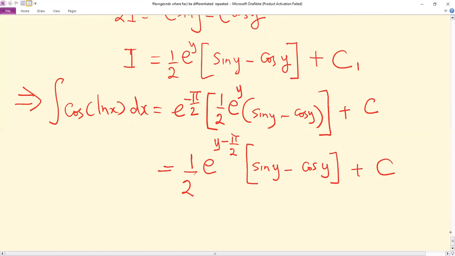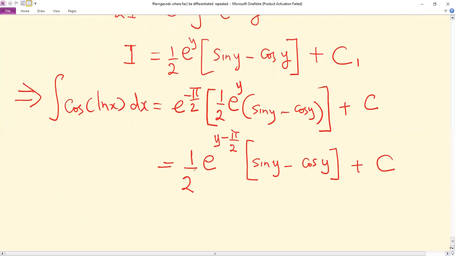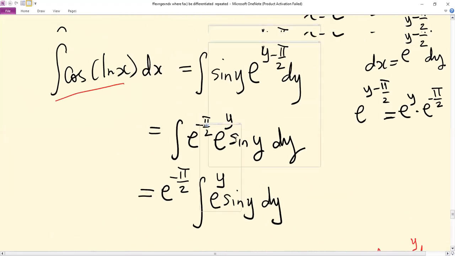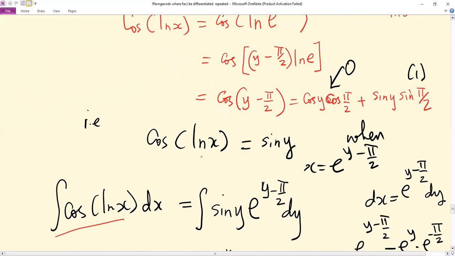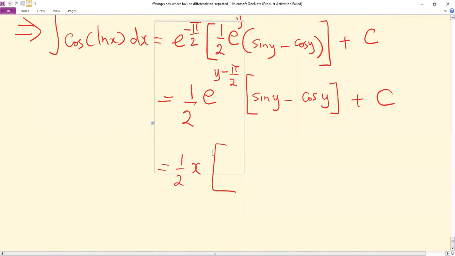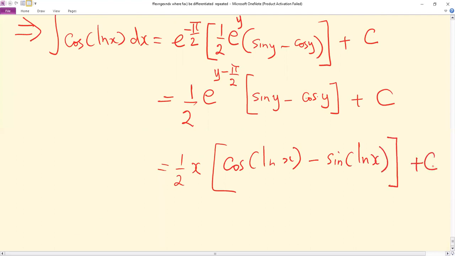But you see, from our starting point, this is the same as x, so we'll have a half x, and then sine of y from our calculation, sine y was the same as cosine of ln of x, so we'll have cosine of ln of x, and so cos y should be sine of ln of x, and then you add the constant of integration c.